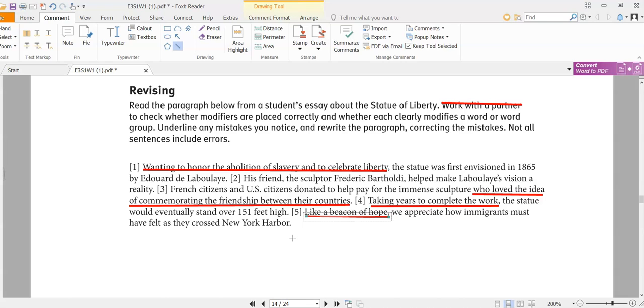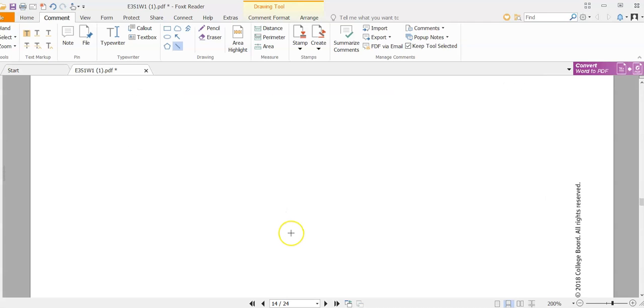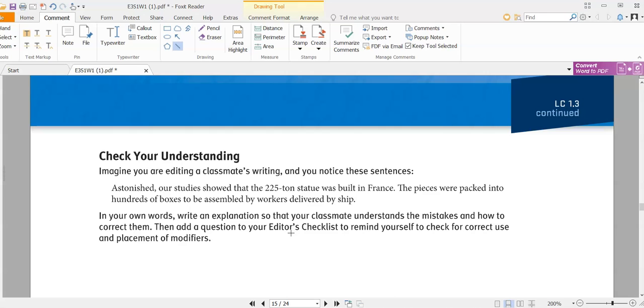Now, I'm not going to do this part for you, partially because we're running out of time and partially because I want you to practice, but I did show you where the errors are so that you know what to fix. Then after that, you go down here and follow these instructions about writing an explanation to your friend, and then you're all set.